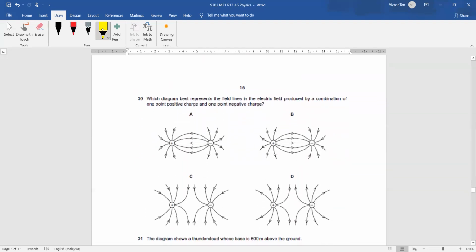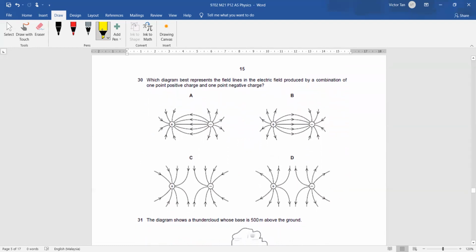Which diagram best represents the field lines in an electric field produced by a combination of one point positive charge and one point negative charge? So electric fields are the force on a positive charge. This is very elementary. Like 3 marks in here.